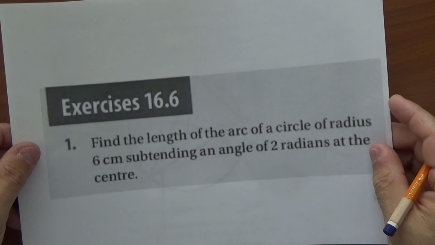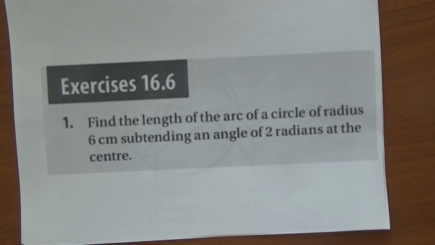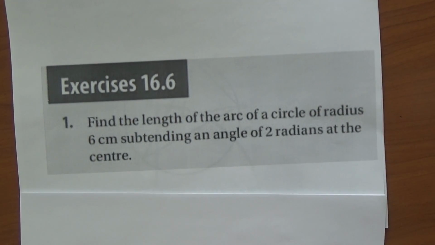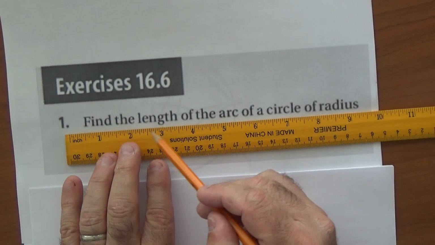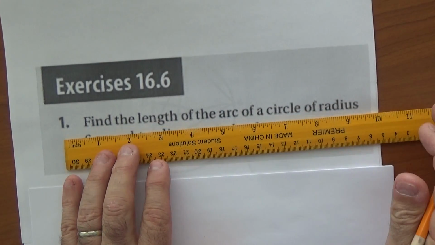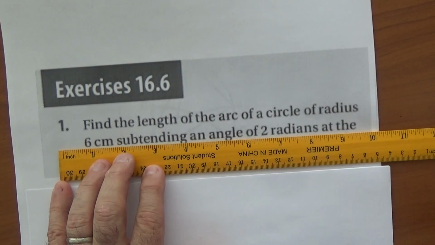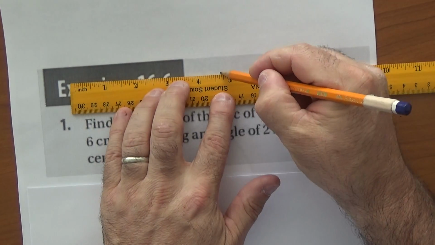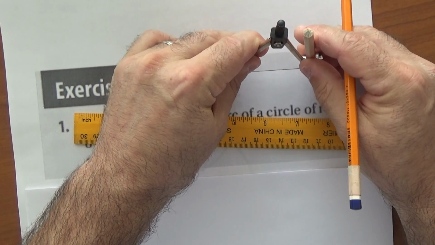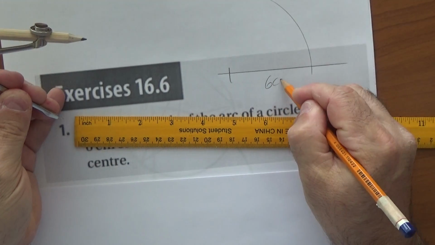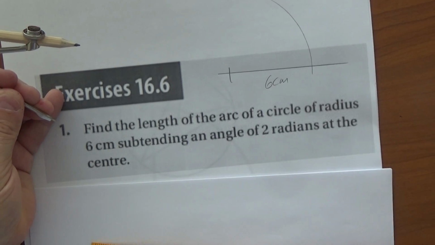Okay, welcome back. We're looking at some of the questions from section 16.6. We're not given any diagram, so hopefully the situation will be pretty simple. We're to find the length of an arc of a circle of radius 6 centimeters. Okay, so let's just draw that. I'm not going to use exactly 6 centimeters, it doesn't matter, I'll just call that 6 centimeters. Standing at an angle of 2 radians.